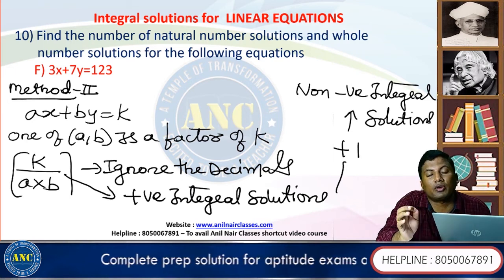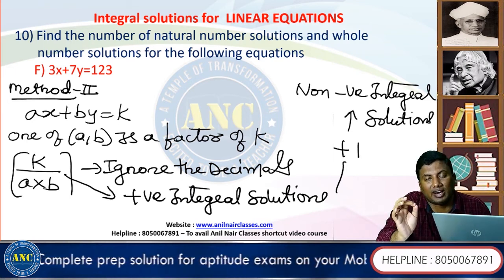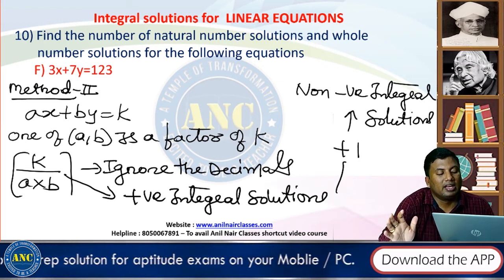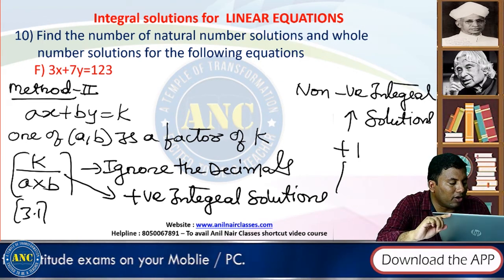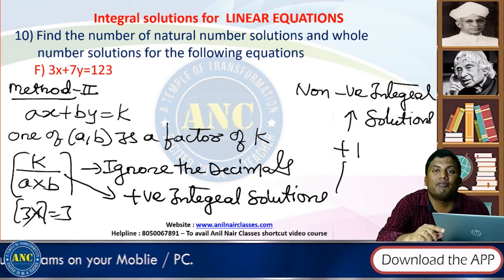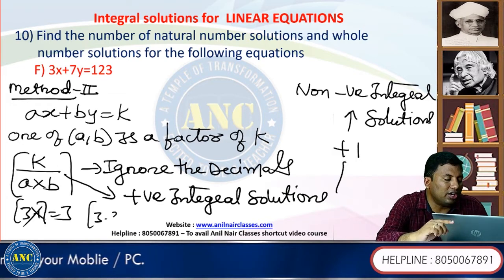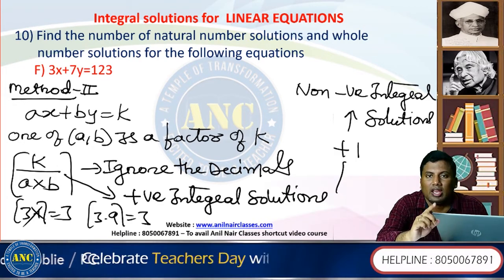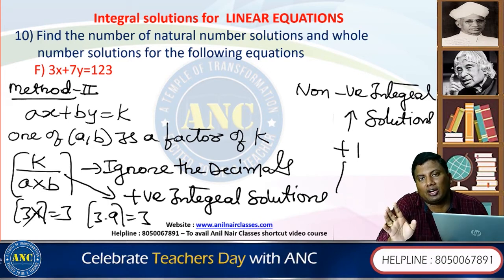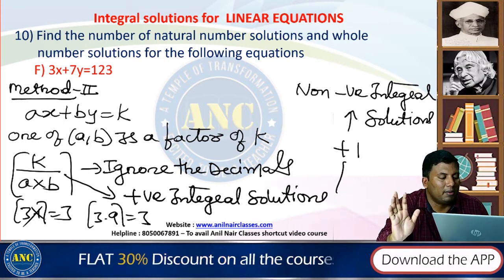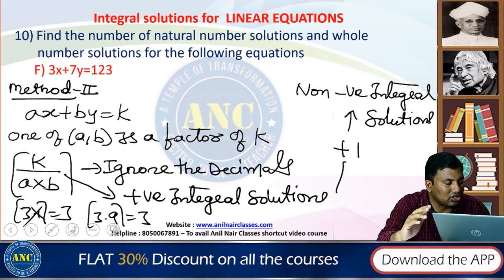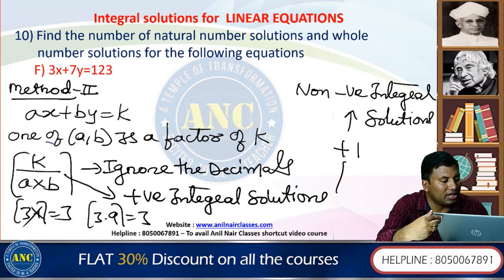If one of the coefficients is a factor of the right hand side, take k by a into b, ignore the decimal. 3.1 is 3, 3.9 is also 3, just ignore everything after the dot. Please make a note of this extremely important concept which helps you to save your time.